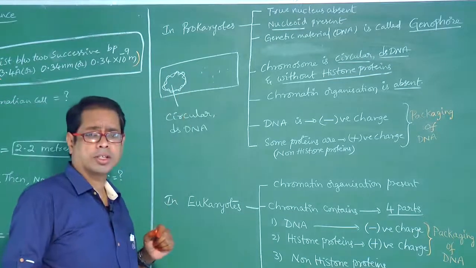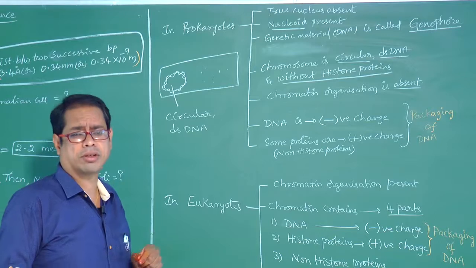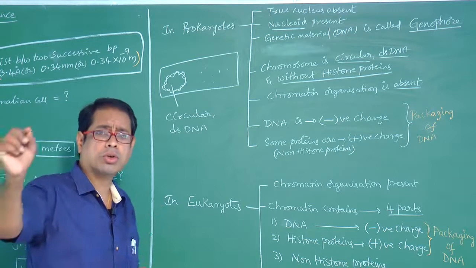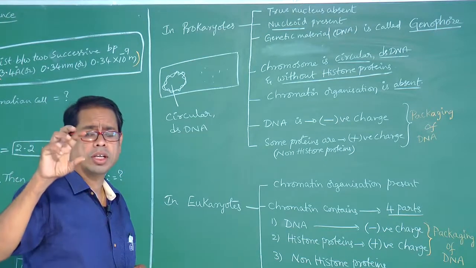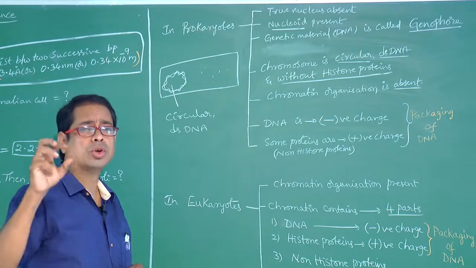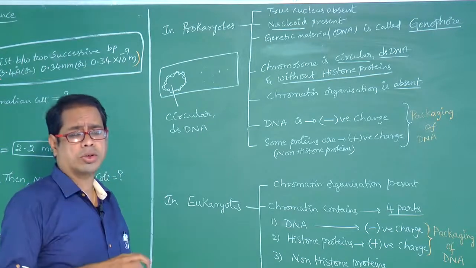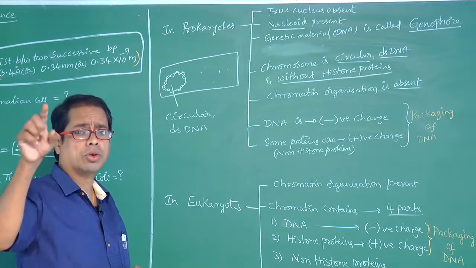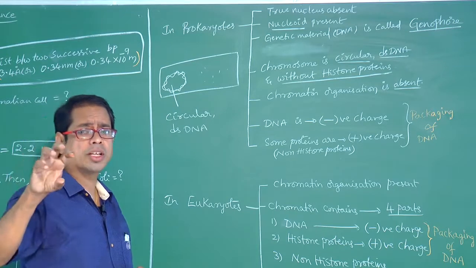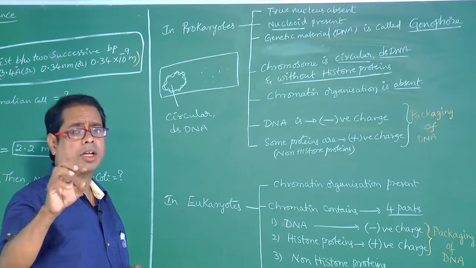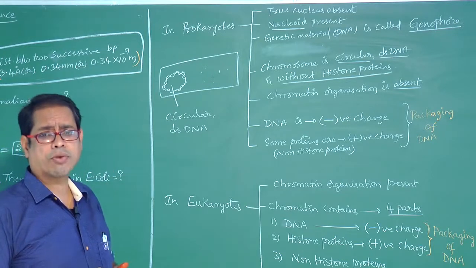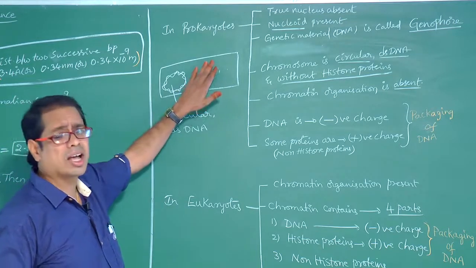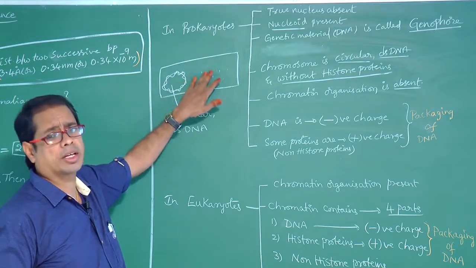In prokaryotes, a true nucleus is absent. What is a true nucleus? Double membrane bound nuclear envelope, nucleolus, nucleoplasm, and the genetic material, chromatin. All those four parts, nuclear envelope, nucleolus, nucleoplasm and chromatin, together are called the true nucleus. That type of true nucleus is absent in prokaryotes.